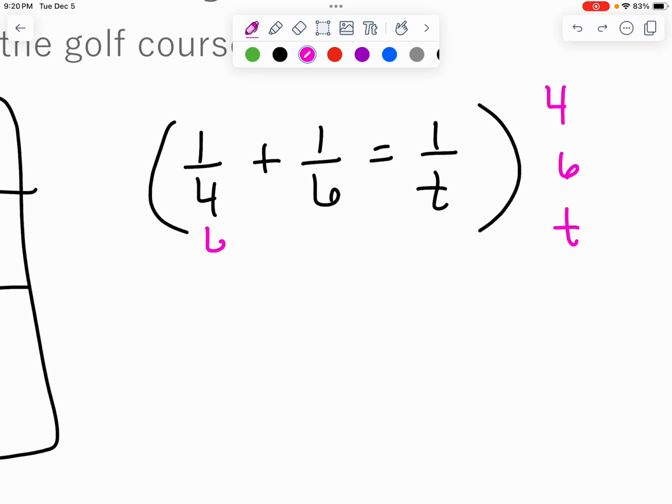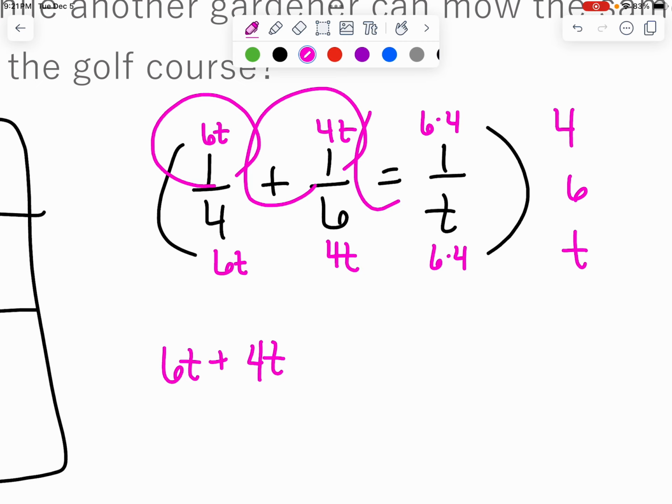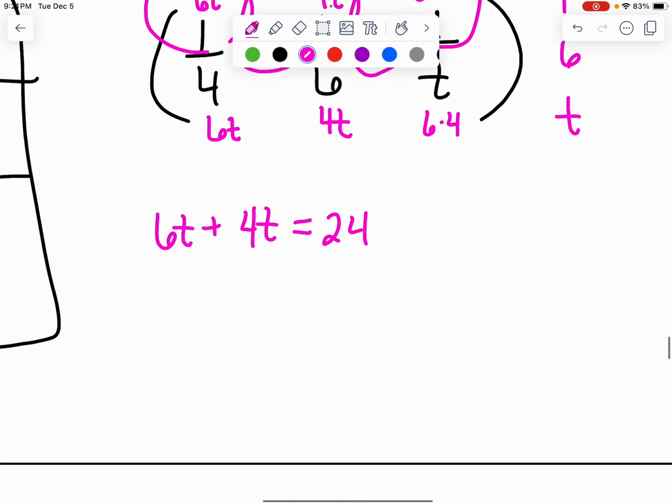Okay, so what does the 4 need? It needs a 6 and a T. What does the 6 need? A 4 and a T. And what does the T need? A 6 and a 4, which really just makes 24. Okay, what's this bubble? 6T. Plus, what's this bubble? 4T. What's this bubble? Equals 24. Okay, combine your like terms.